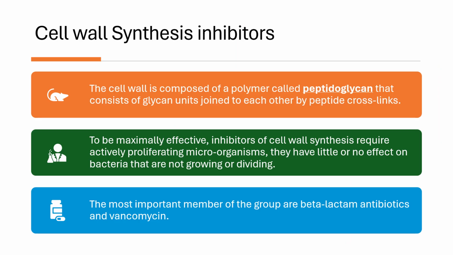The first group of antibiotics is cell wall synthesis inhibitors. For understanding these inhibitors, we must first know the structure of the cell wall of bacteria, which is composed of a polymer called peptidoglycan. Peptidoglycan basically consists of glycan sugar units that are attached to each other by peptide cross links.